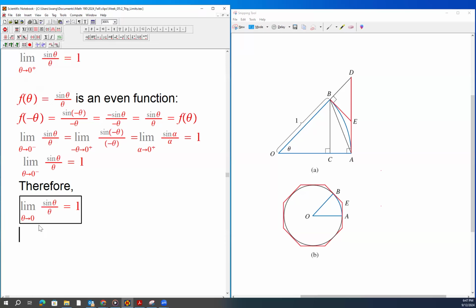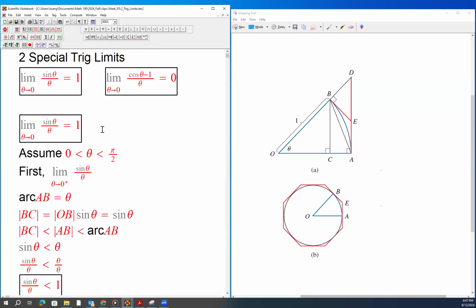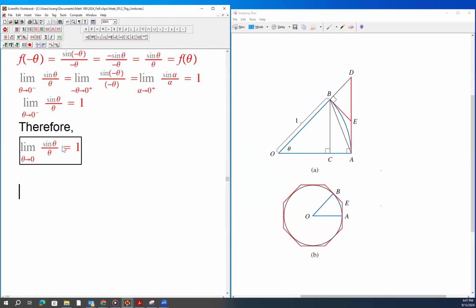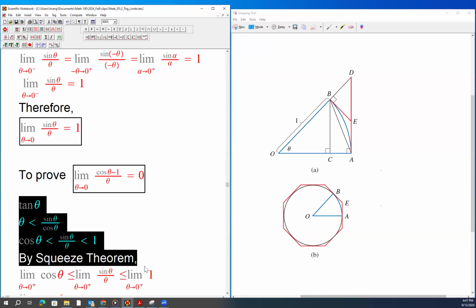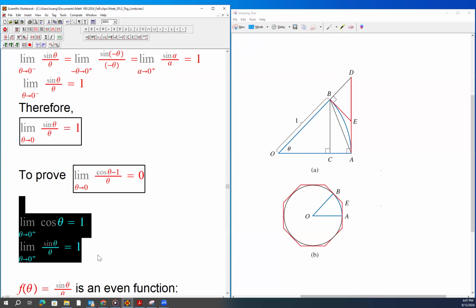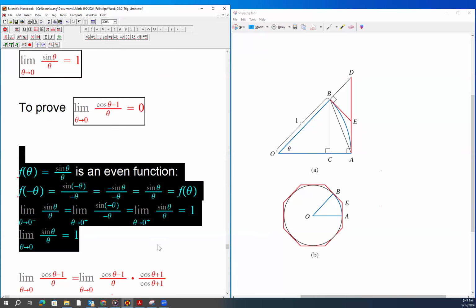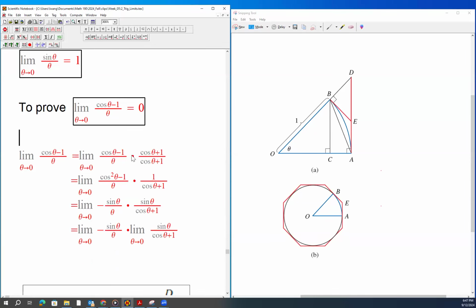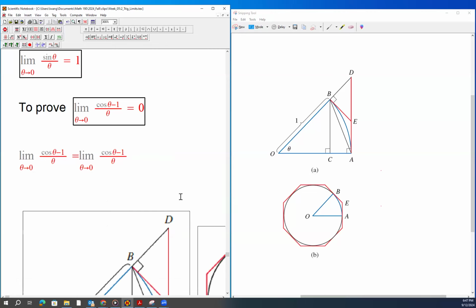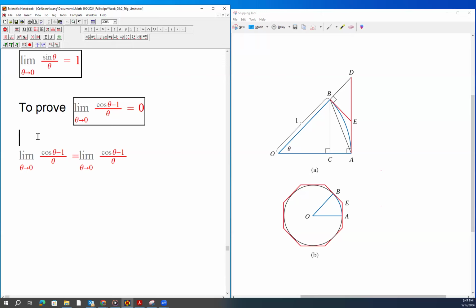And next, we're going to prove the other identity, another important special limit. So next we're going to prove this one. Okay, let's see how we're going to do that. I'm going to remove all of the things that we've done. So we start from here. I'm going to just remove what I did before so you can see the proof better.